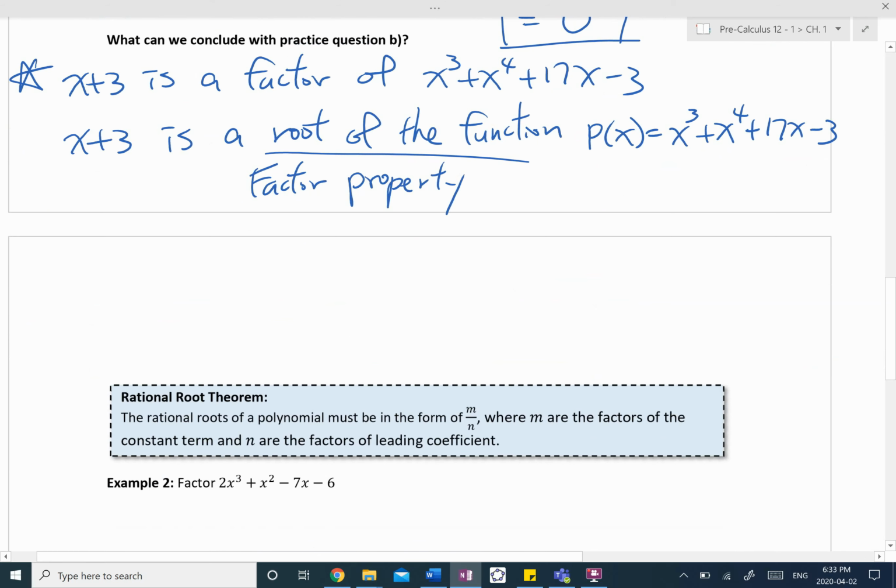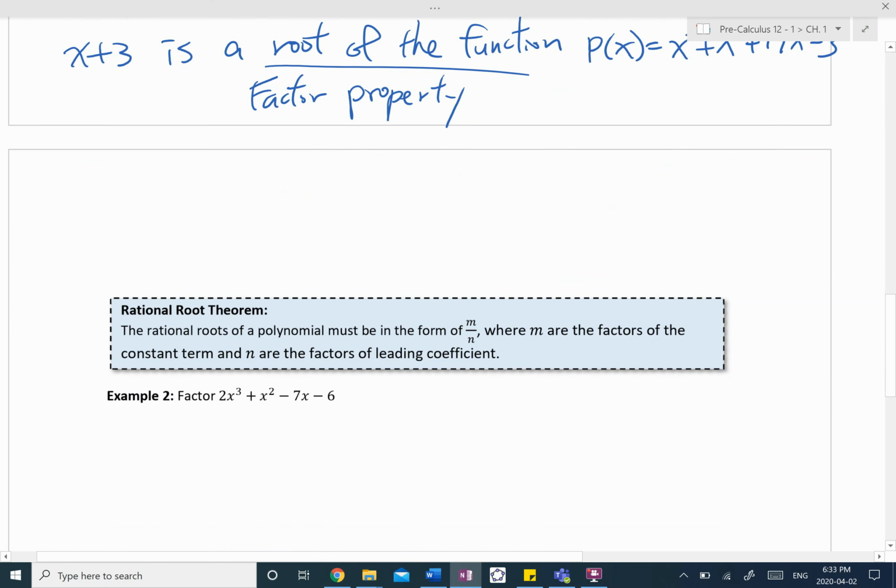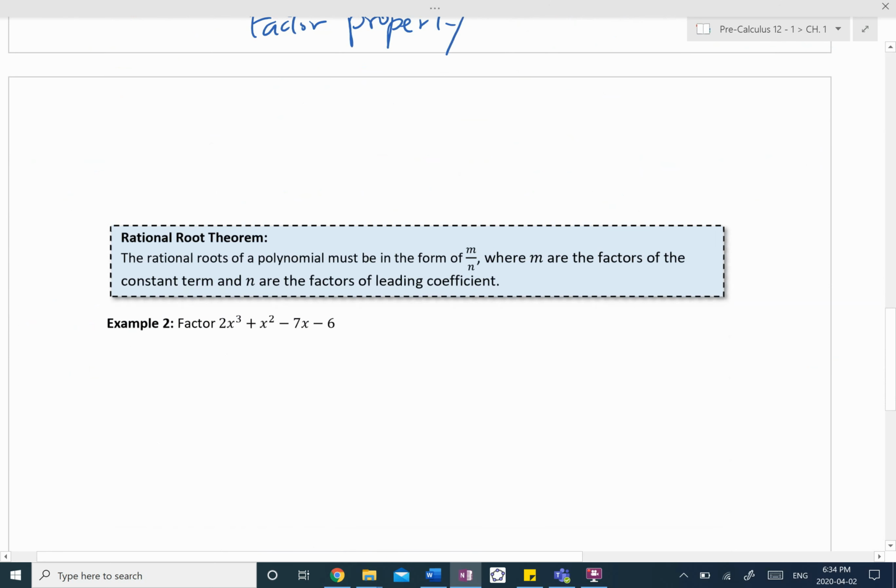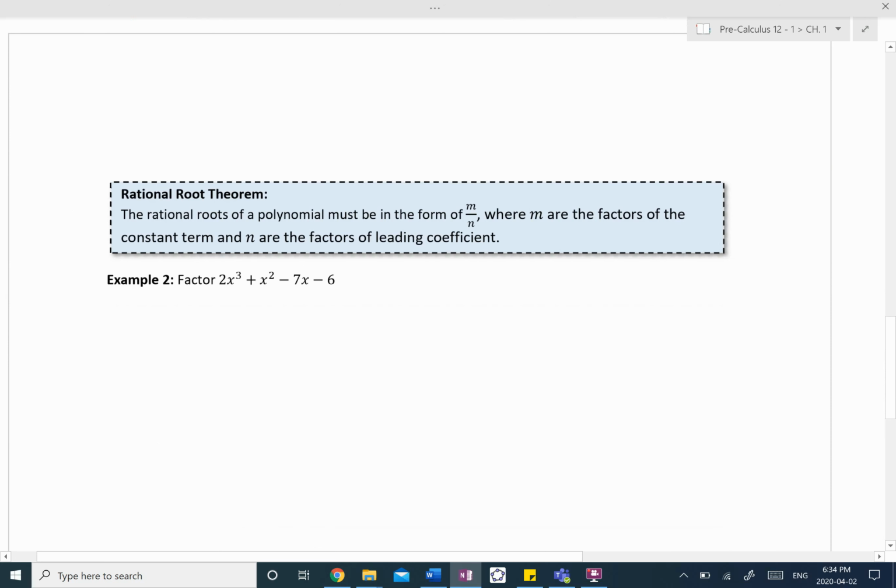And this leads to the rational root theorem. It says the rational roots of a polynomial function must be in the form of m over n, where m are the factors of the constant term, and n are the factors of the leading coefficient. So these give us the possible values for us to plug into the function.